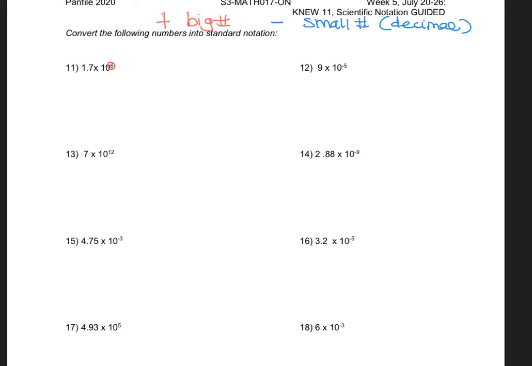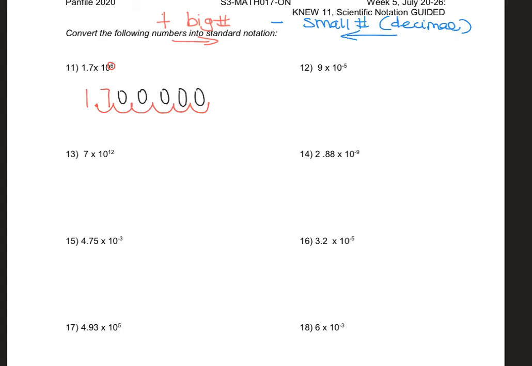So big number, I'm going to move to the right. Small number, I'm going to move to the left. And it's that many places. So if I am starting with 1.7, and I'm moving it 6 times: 1, 2, 3, 4, 5, 6. I fill in with zeros. 1, 2, 3, 4, 5.